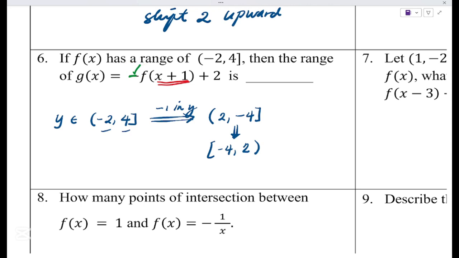And then the last transformation is adding 2. When you say adding 2, meaning adding 2 in the y value. So there will be a change here. There will be an effect in these two y values. So we said we will add 2 in the y. If I add 2 here and I add 2 there, the new range of the function will be negative 2, comma 4. So this will be the answer for this.